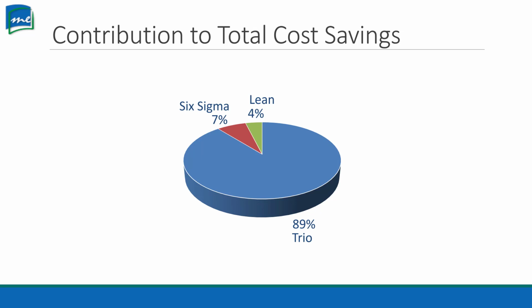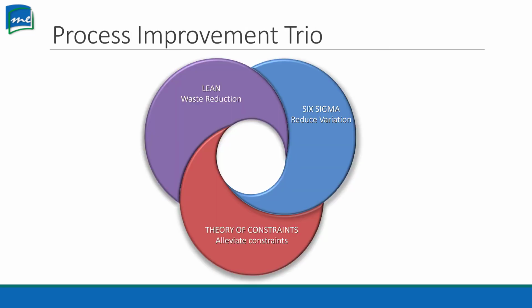Some companies use only Six Sigma, some companies use only Lean, but 89% of companies use all three. As you can see here, the trio is Lean, which is waste reduction. Six Sigma is reducing variation, and theory of constraints is to alleviate constraints. So this is process improvement. If you go through these steps, and another tool we're going to use is process mapping, which is our next video, you can definitely have an impact on the process, and you might be able to make it better.